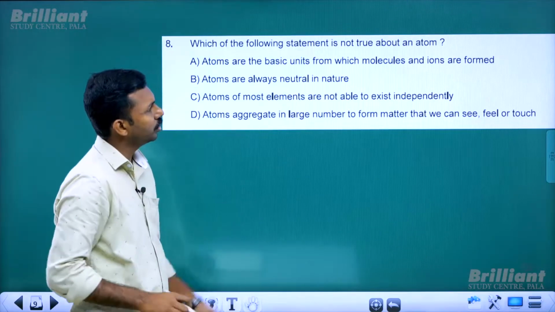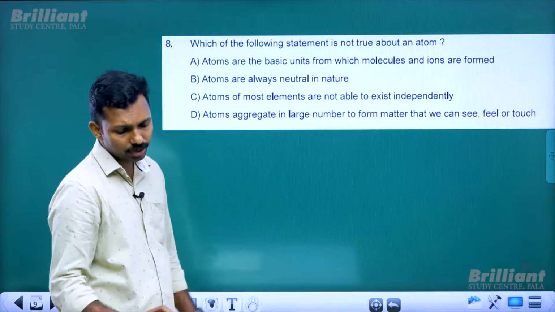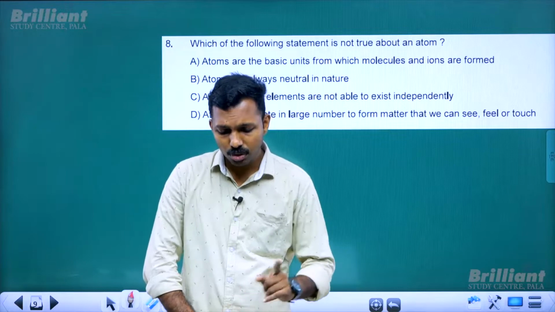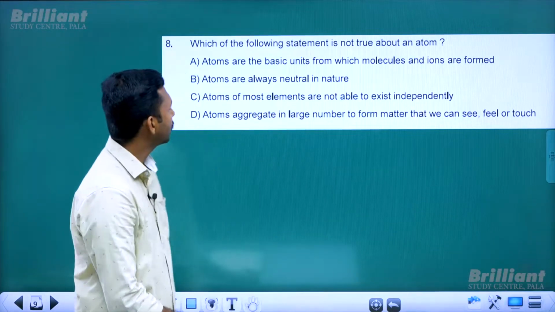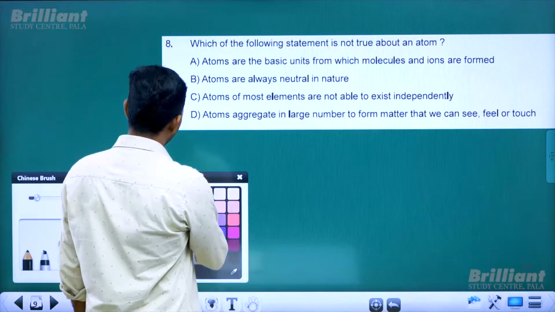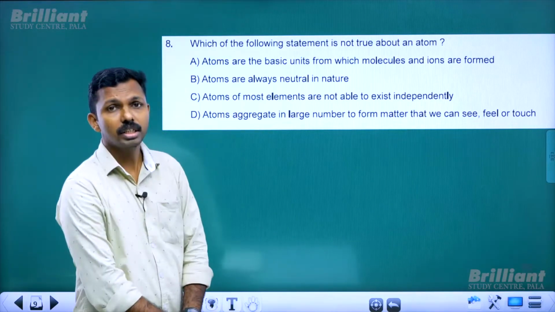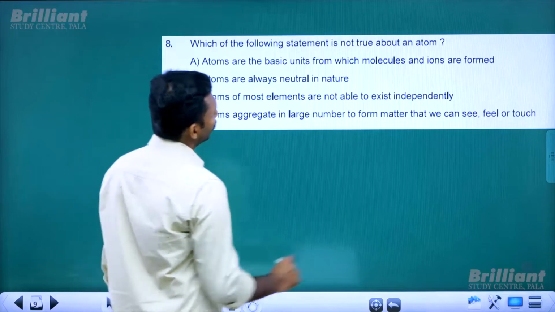And now going to the 8th question. Which of the following statements is not true about an atom? They are asking this. These statements are given related to an atom. Which among these statements are incorrect? That is what we have to choose.